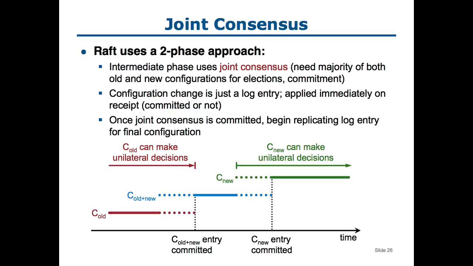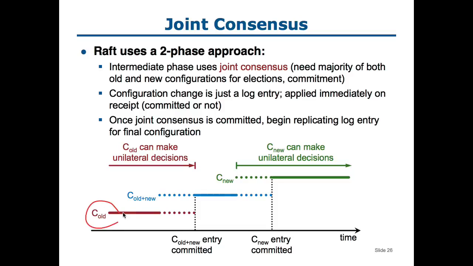Raft switches first to an intermediate phase called joint consensus. During this phase, the cluster consists of all of the servers in both the new and the old configuration, so the union of those configurations. But decisions such as elections and commitment require a separate majority, separate agreement, from both the old configuration and the new configuration. Let me show you how this works.